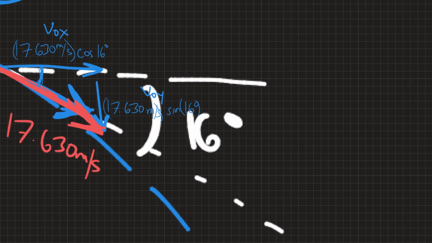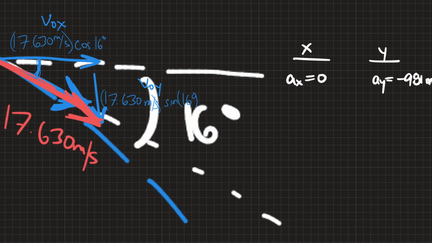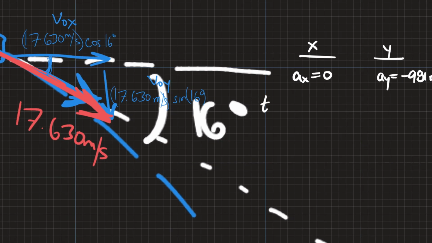For that, I'm going to create a little chart over here. So we'll do x and we'll do y. Acceleration in the x is always 0. Acceleration in the y is always negative 9.81 meters per second squared. And now we've got our initial conditions. So at t equals 0, t naught, I know x naught and y naught.